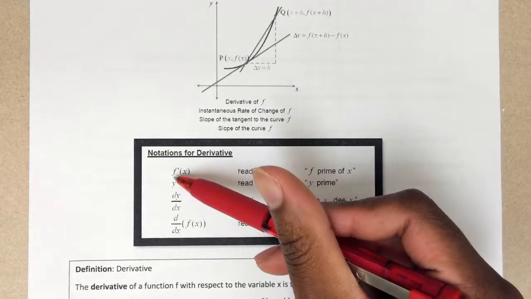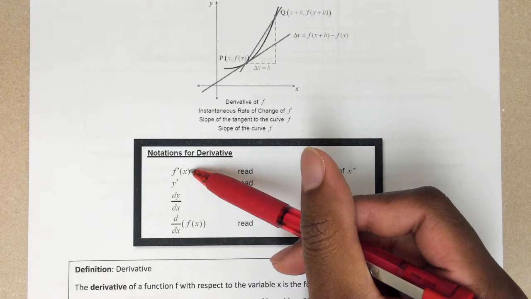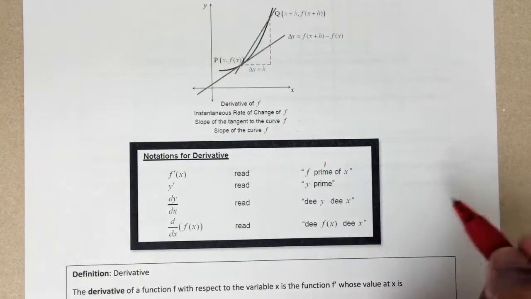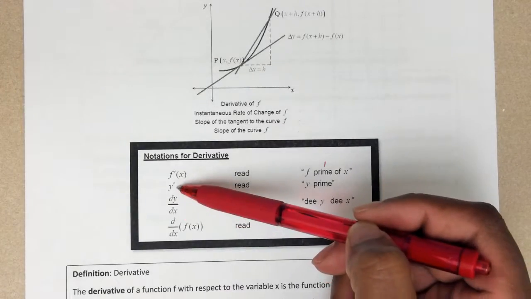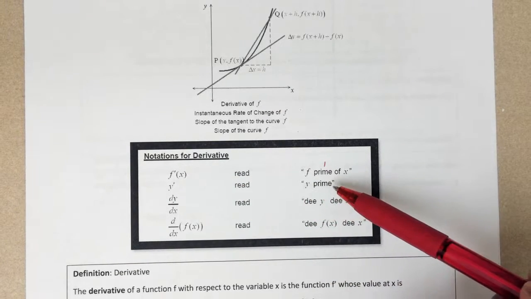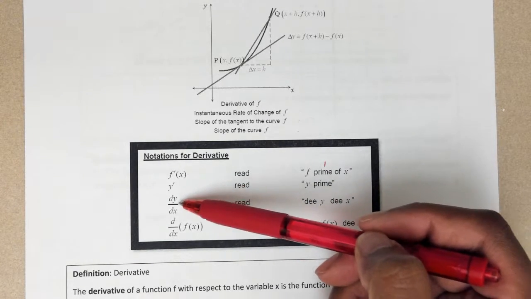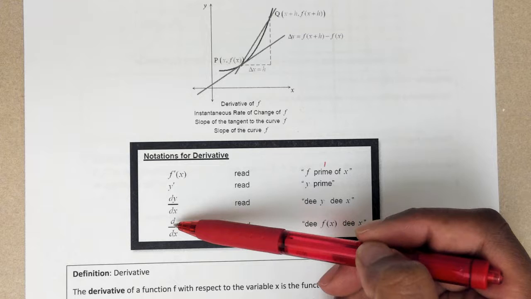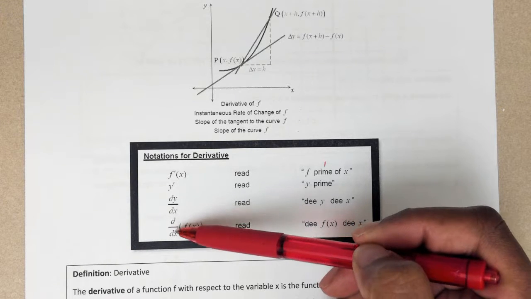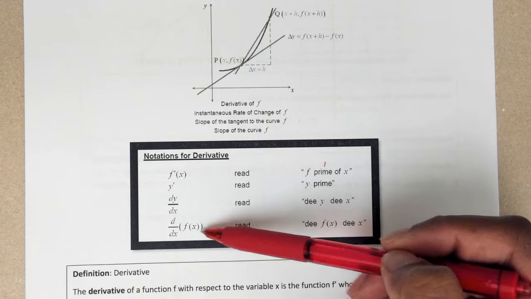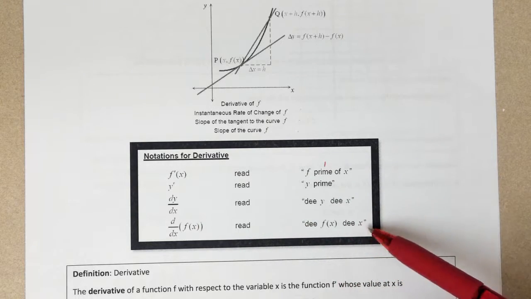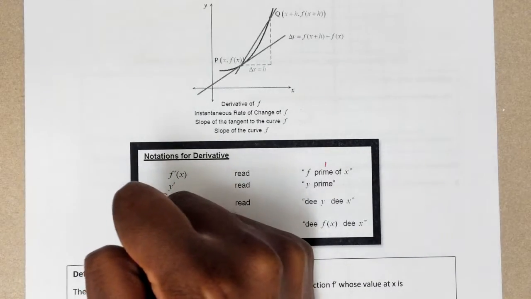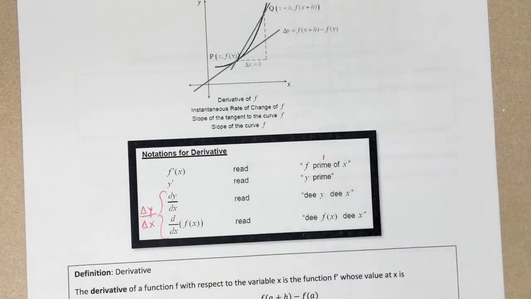There are a few notations for the derivative. We have f prime of x, which is read f prime, where the prime is the apostrophe. We can also have y prime, read y prime. We also have dy dx, read dy dx. And we can also have d over dx of f of x, read d f of x dx. These two notations come from the change in y over change in x that we know about slope.